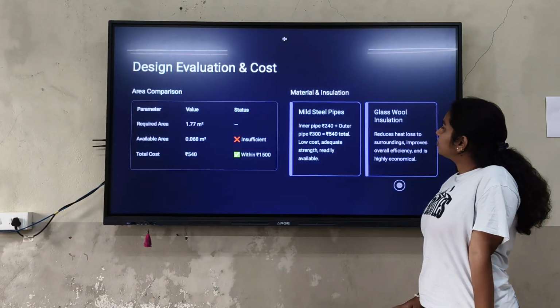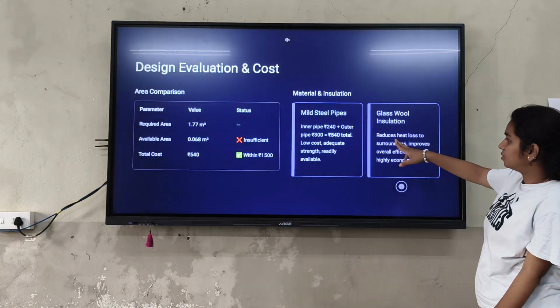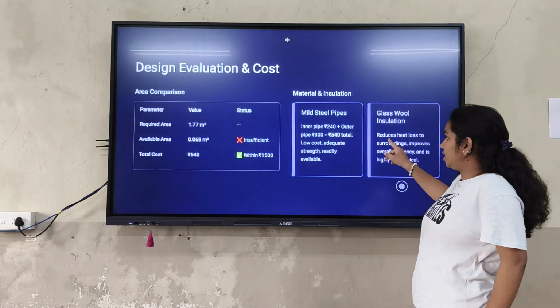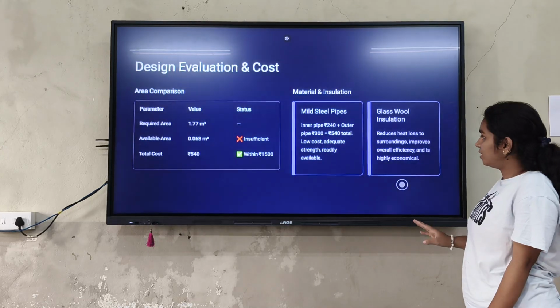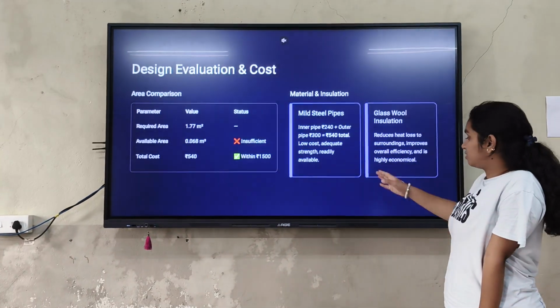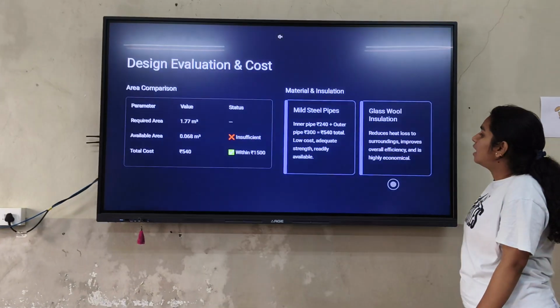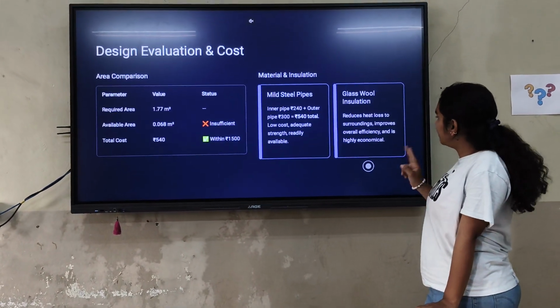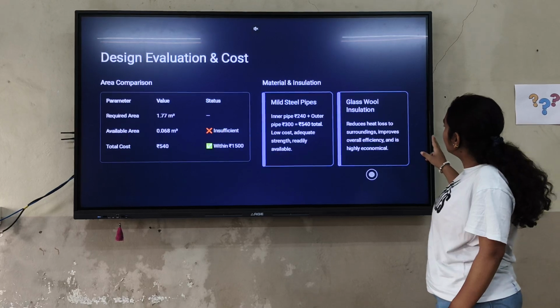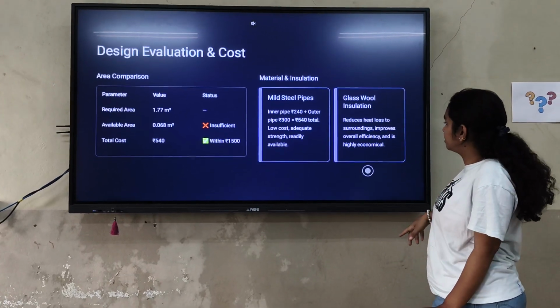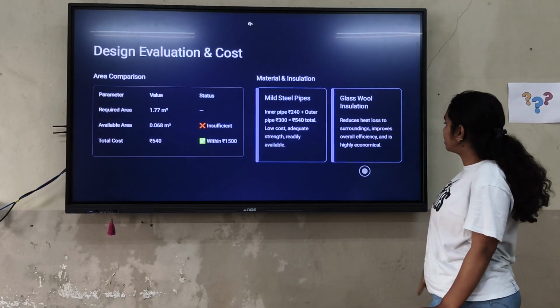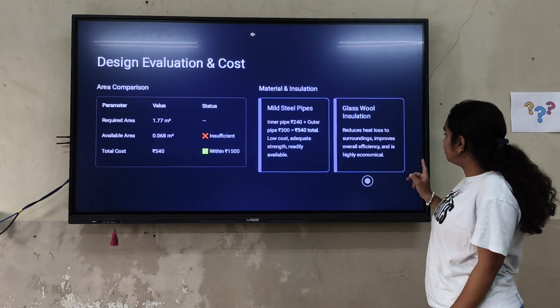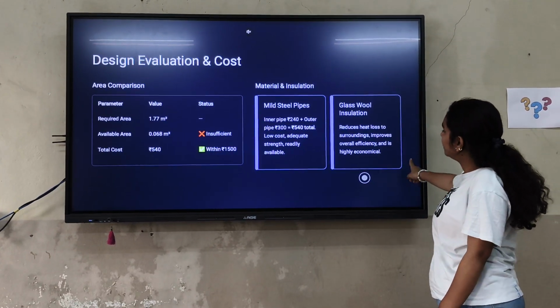Mild steel pipes: the inner pipe is rupees 240 plus the outer pipe is 300, which gives 540 total, with low cost, adequate strength, and ready availability. Glass wool insulation reduces heat loss to surroundings, improves overall efficiency, and is highly economical.